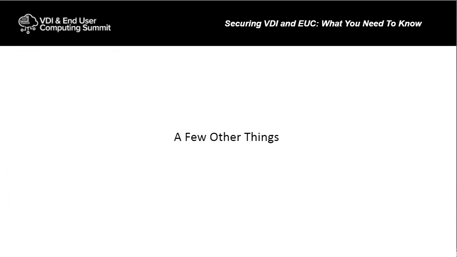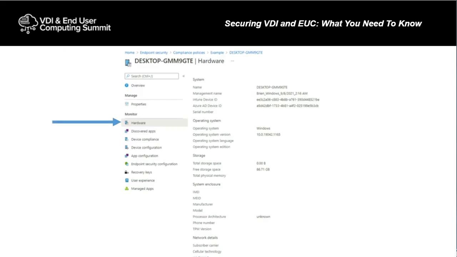So a couple of other things that you can do through here, and this has a little bit less to do with the topic of security, but they're handy anyway, so I thought I would show you. There's a hardware tab, and if you click on this tab, you can get an overview of the hardware that is on the device. So you can see things like the device operating system, the total amount of storage and free storage available in the device, and some various other attributes.